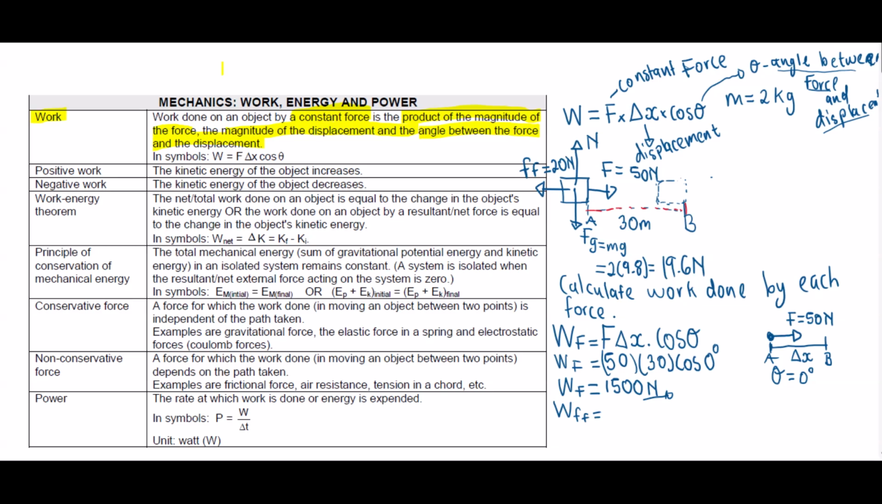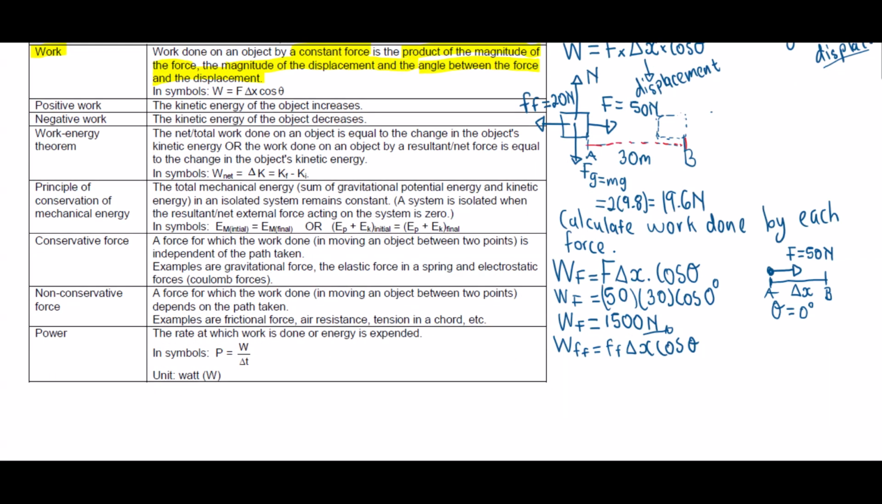times delta x cos theta. Now, remember, the object is moving to the right, and when the object is moving to the right, the frictional force always opposes the motion. So for the work done by the frictional force, you substitute the frictional force. What is the frictional force? It is 20 newtons, FF. And the delta x is your displacement, which is still 30. So the displacement is the same, right? However, the angle is going to be different.